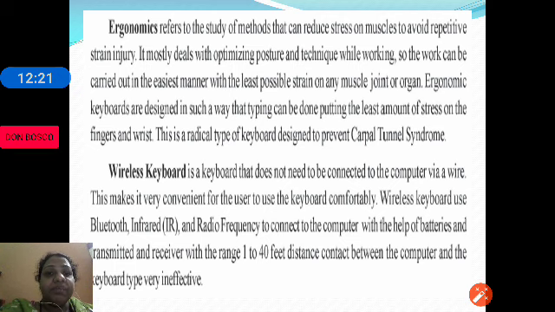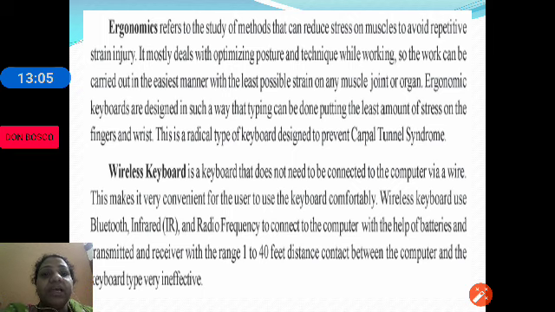Then we have the wireless keyboard. As we know, generally a keyboard comes with a wire, so that will be connected to the CPU. But a wireless keyboard gives us the freedom to take the keyboard away from the computer and sit and work wherever we want to work. A wireless keyboard does not need to be connected to the computer through a wire. This makes it very convenient for the user to use the keyboard comfortably, because you need not sit in front of the computer connected to the keyboard. You can sit anywhere and then type the data.